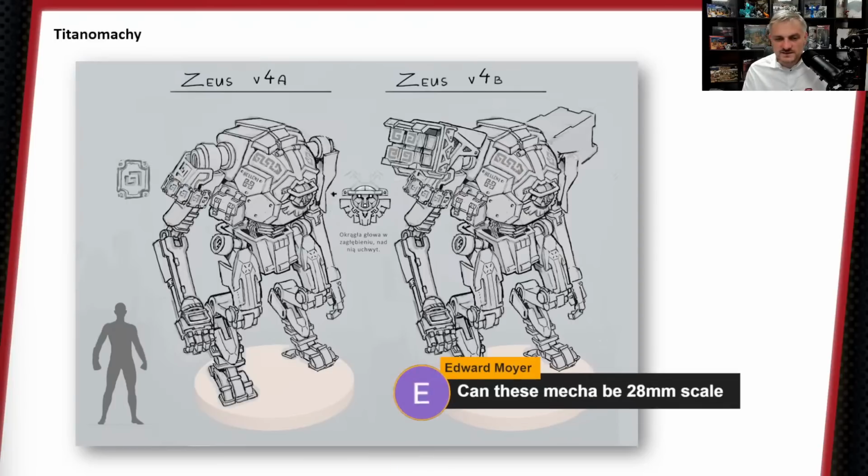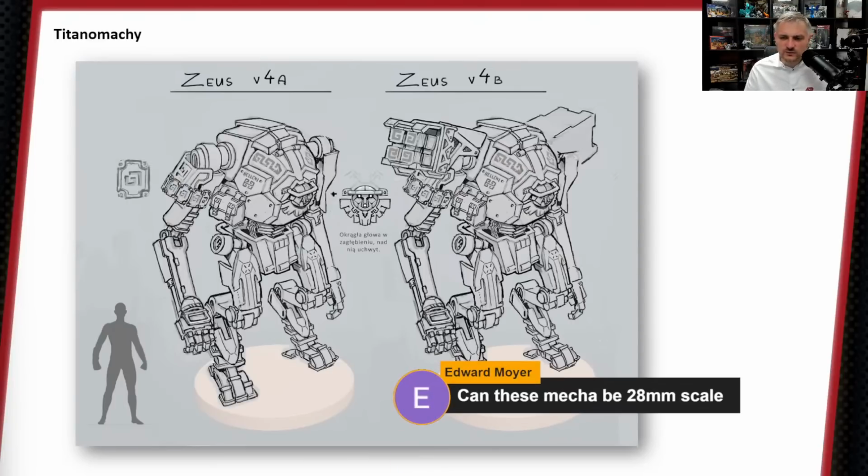Okay. So yeah, they're gonna be 28. I mean, not 28, 32. 28 is just not the real scale, so 32. So if you imagine this model, the 28mm model sits in there as a pilot.